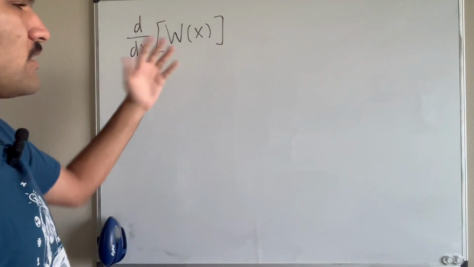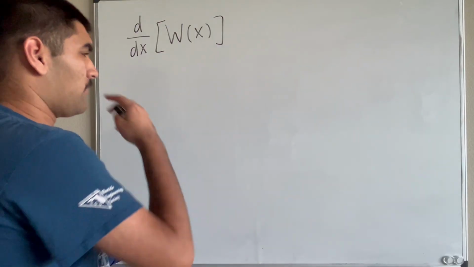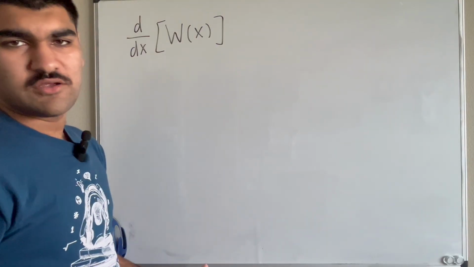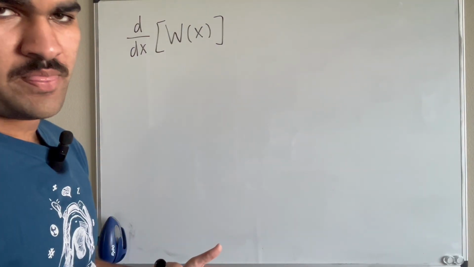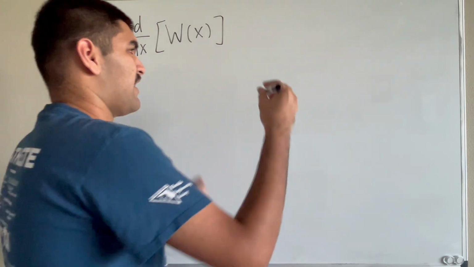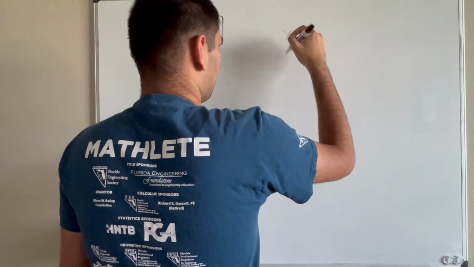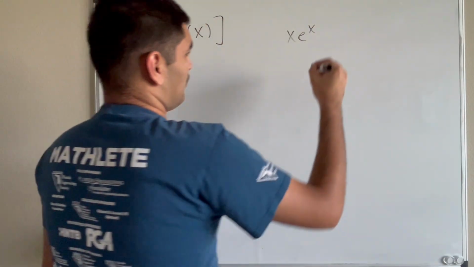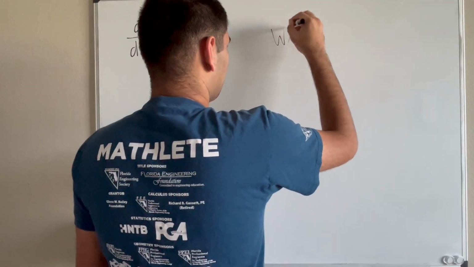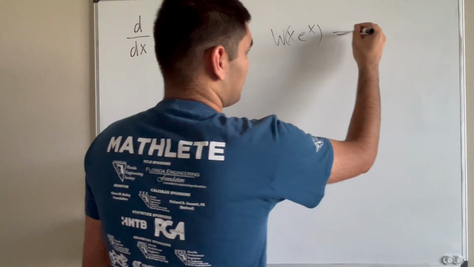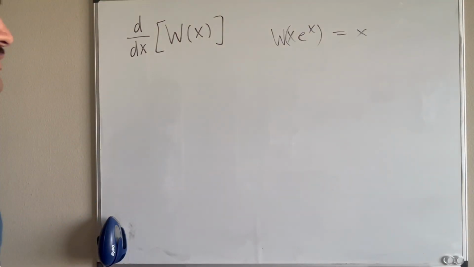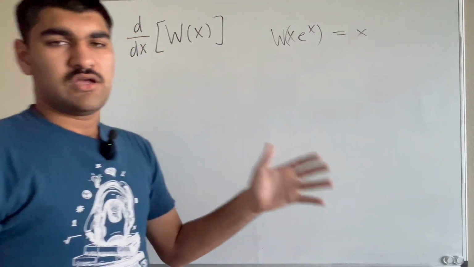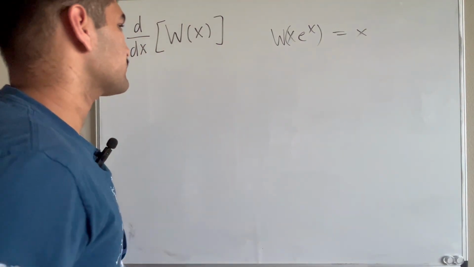But first, let's just talk about what the Lambda W function even is. Basically, it's used to help solve exponential equations where the variable is both in the exponent and in the base. What I mean by that is, if you have some equation like x e to the x, then by definition, if you take the Lambda W function of this, W of x e to the x, this gives you x back. In this way, W of x and x e to the x are inverse functions.